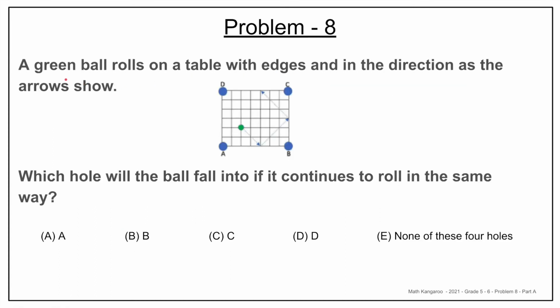Problem 8. A green ball rolls on a table with edges and in the direction as the arrows show. Which hole will the ball fall into if it continues to roll in the same way? These are our options. So we have to roll the ball down and see which hole it will come out. So we bounce the ball first, it will come on here, second, third, fourth, and then down. So it will come through gate A. So our answer is option A.